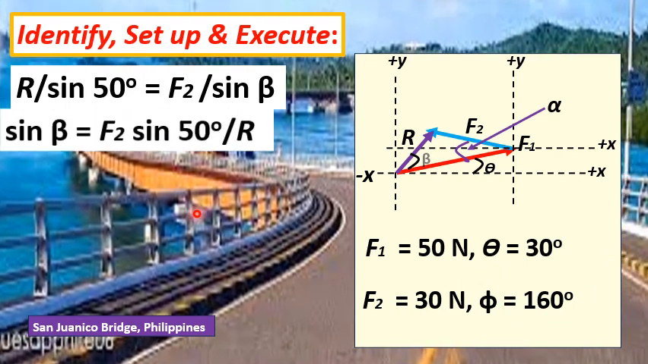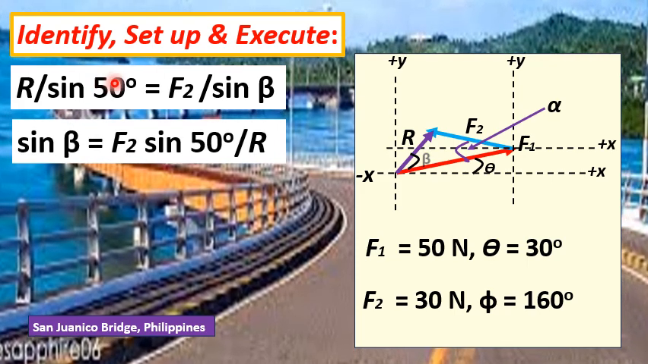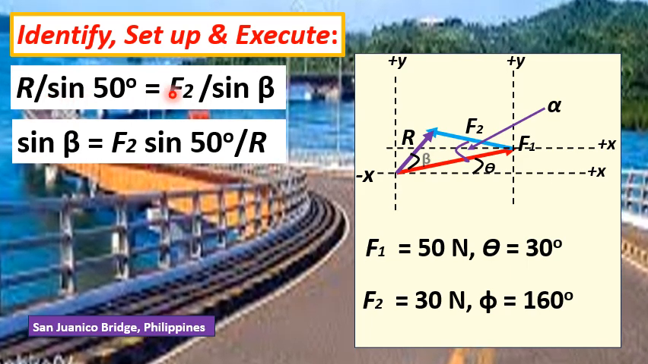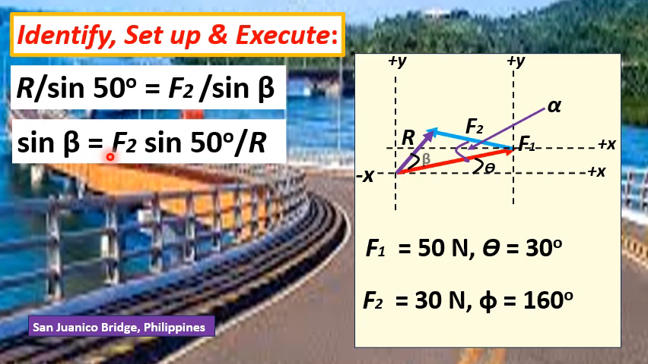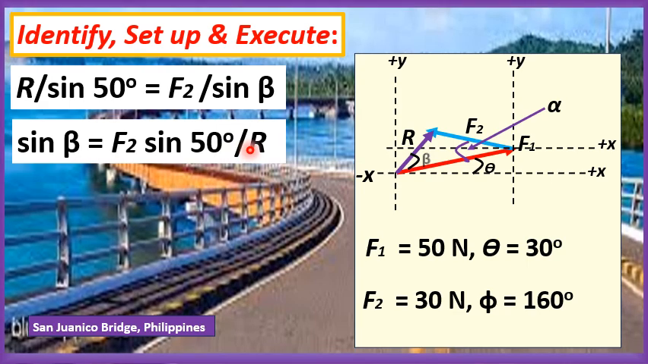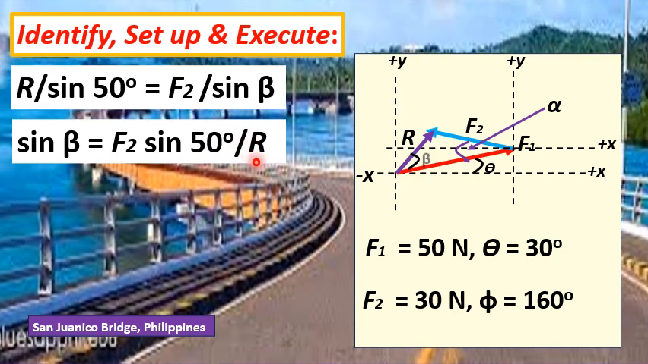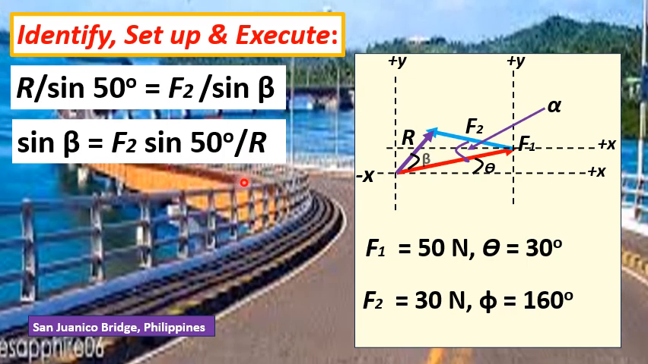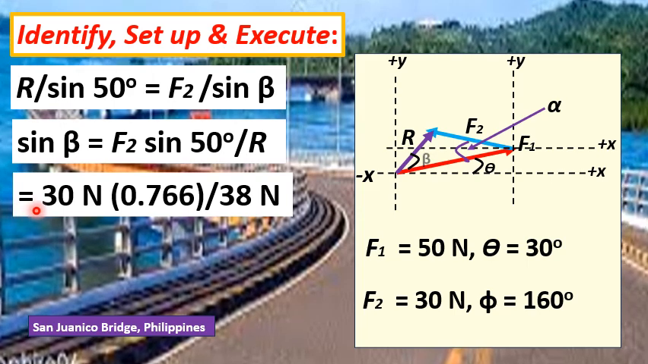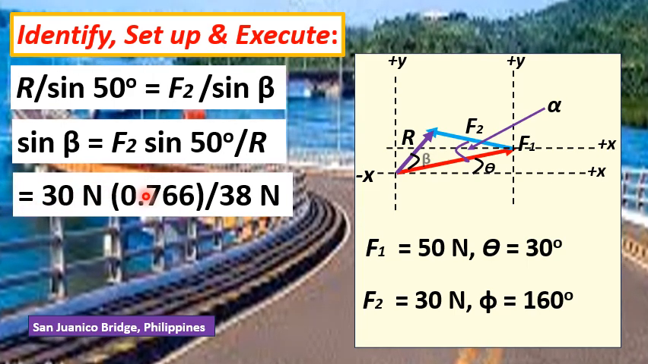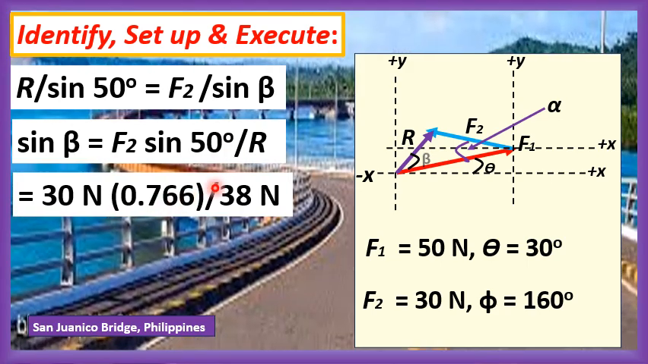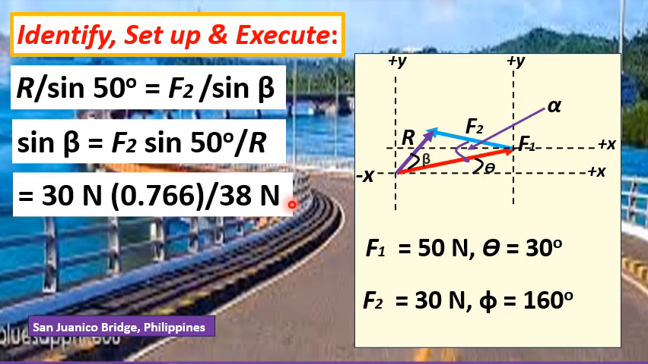Isolating sine beta from our equation, the equation known as the sine law, right? So sine beta is equal to F2 multiplied by the sine value of 50 degrees divided by the value of big R, right? Substituting, that's sine beta equals 30 newtons multiplied by 0.766. That's the value of sine 50 degrees in 3 significant figures divided by 38 newtons, right?